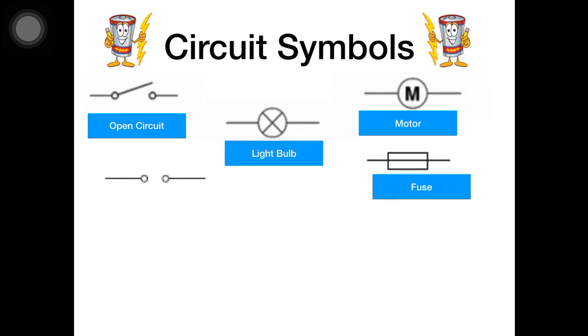Our next symbol here, very similar to the one above it, but there's no angled line or anything in between, and this is a terminal. In other words, this is a place where you could put a light bulb or a motor. A terminal is sort of a place where you can hook in one of those things. So go ahead and write in the word terminal.